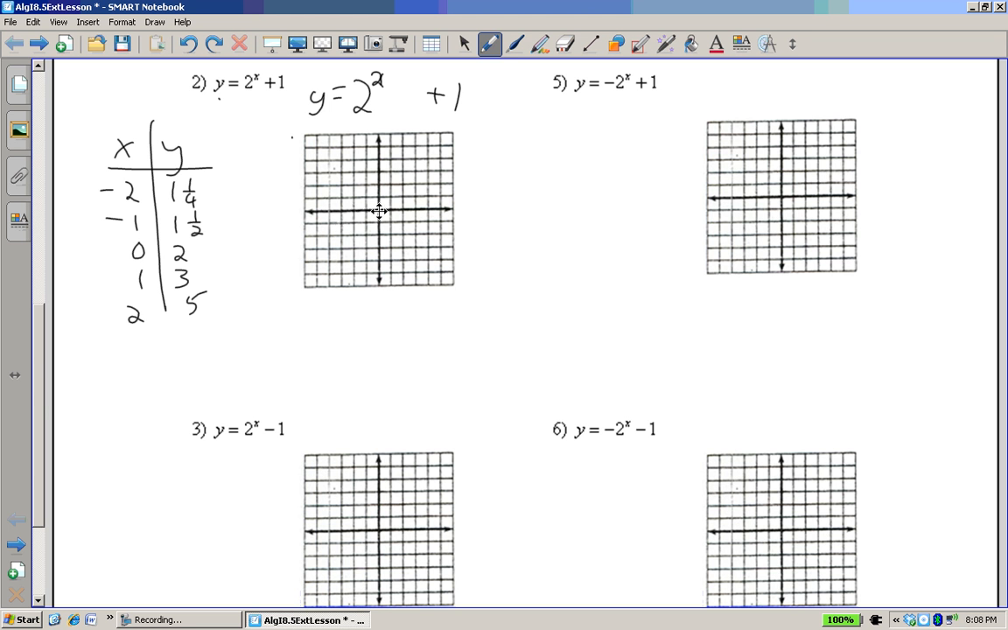Negative 2, 1 and 1/4. Negative 1, 1 and 1/2. 0, 2, 1, 3, 2, 5, and so on. And if you really think about this, we have 0, 2, negative 1, 1 and 1/2, negative 2, 1 and 1/4. Next, you would have negative 3, 1 and 1/8, 1 and 1/16. And so it's going to be very, very close.